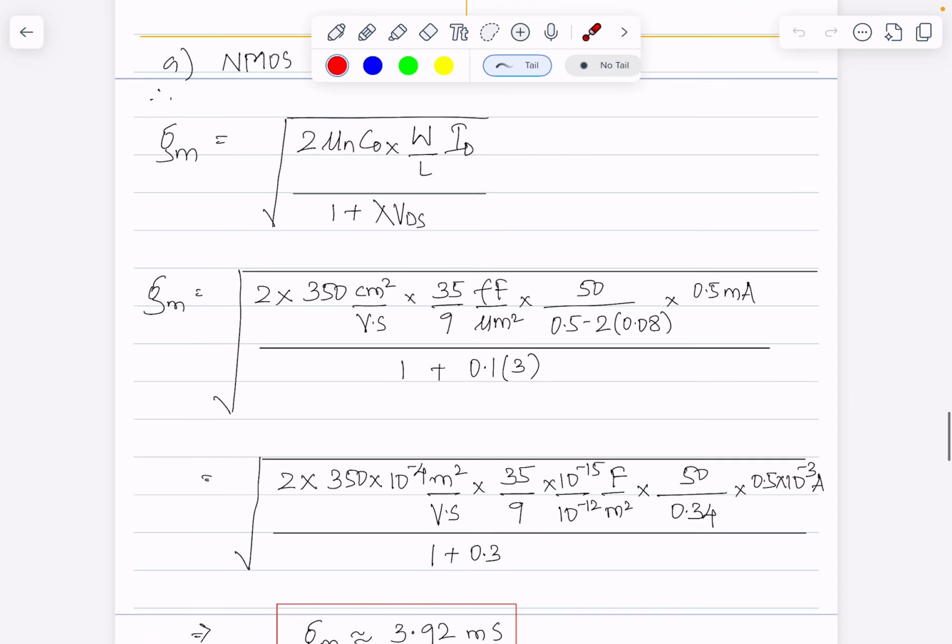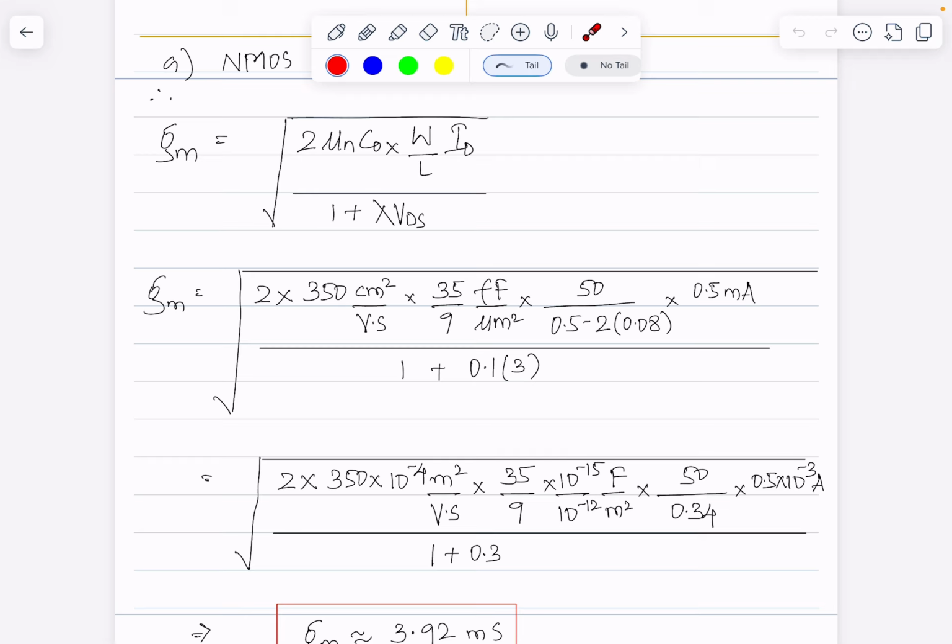In my previous video, I discussed how to calculate Cox for a given Tox. Please refer to the video that discusses problem 2.1 of chapter 2. The second thing is that the L used here is again L effective, which is basically L drawn minus 2 times LD. I have discussed this as well in problem 2.1 of chapter 2. Please refer to that video.